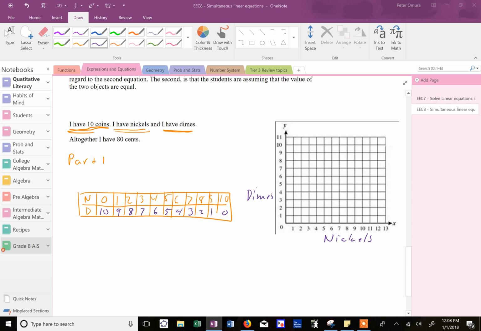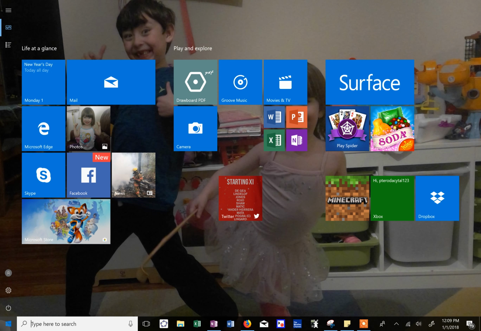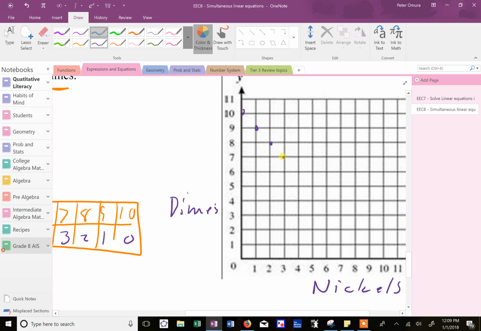Like I said, when I have 0 nickels, I have 10 dimes. And when I have 1 nickel, I have 9 dimes. 2 nickels, I have 8 dimes, and you'll see it's going down. It should be going down like this. I apologize for that.